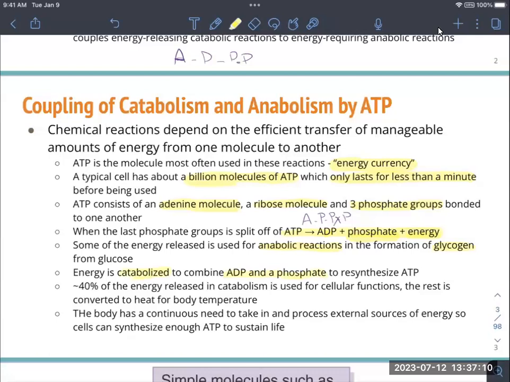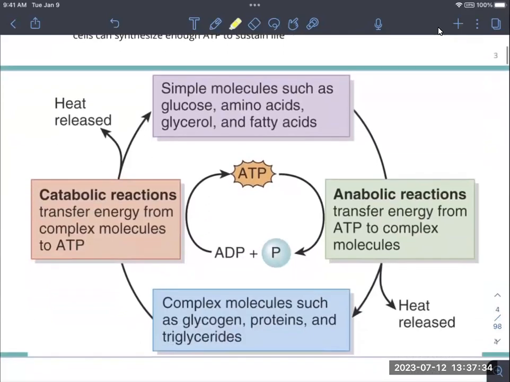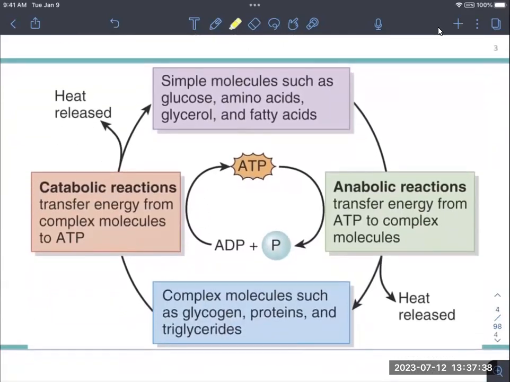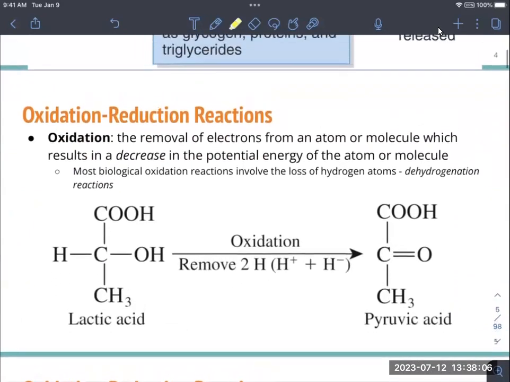So the body has a continuous need for energy. We always need energy. It is there to help us sustain our life. It keeps us going. This energy is required for every single function in our body. So we have these different molecules. We can break them down. We can build them up. ATP is the same way. We break it down to adenosine diphosphate plus phosphate. We can put it back together again. So this cycle kind of goes in a circle as we break something down or build something up, and the energy that is required to do all of those different reactions.